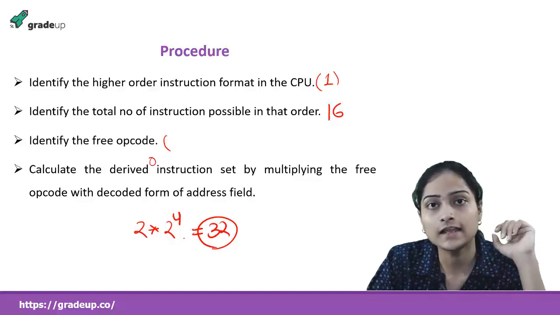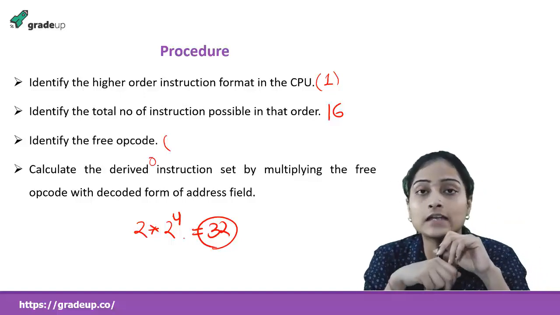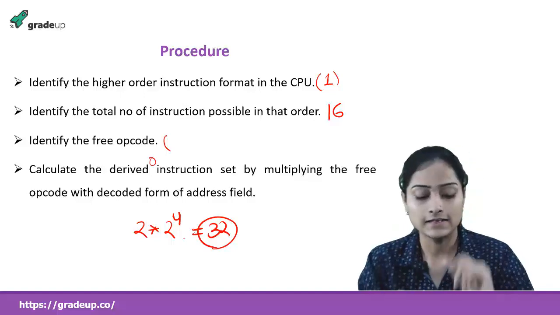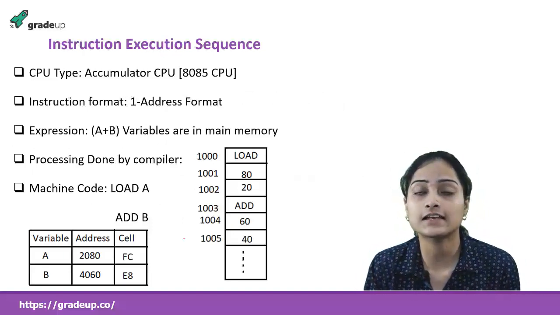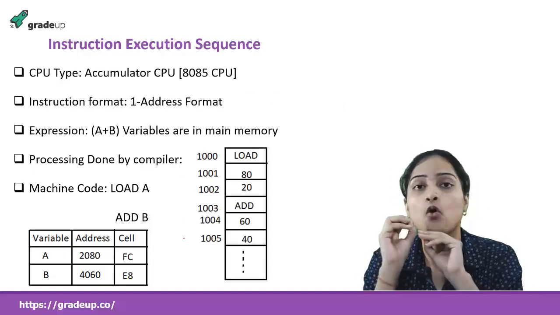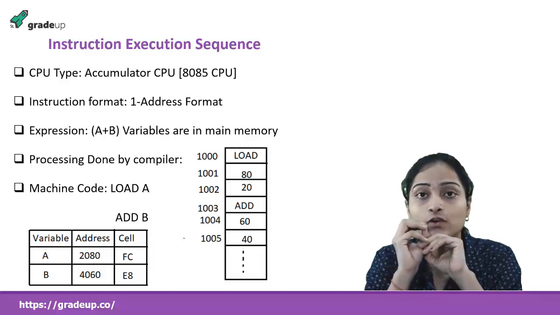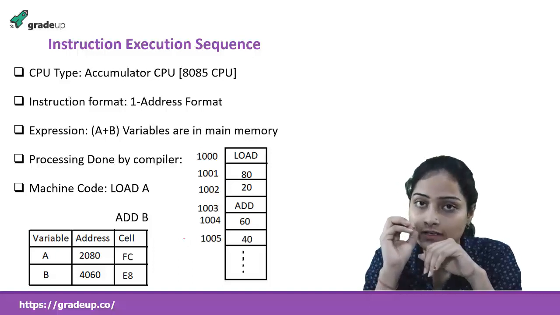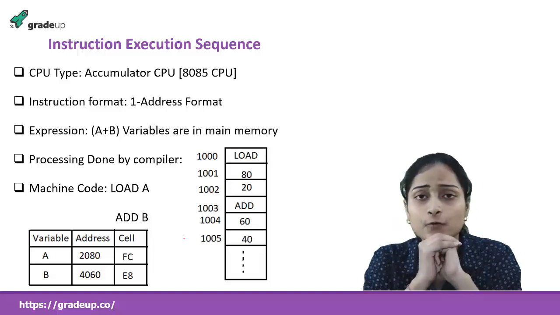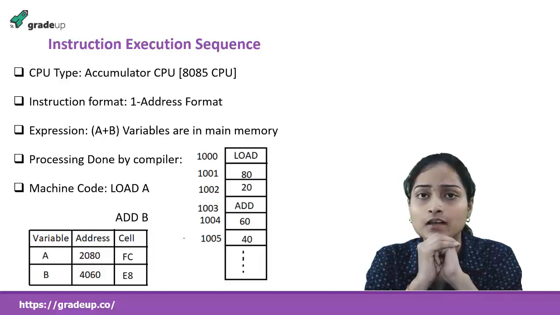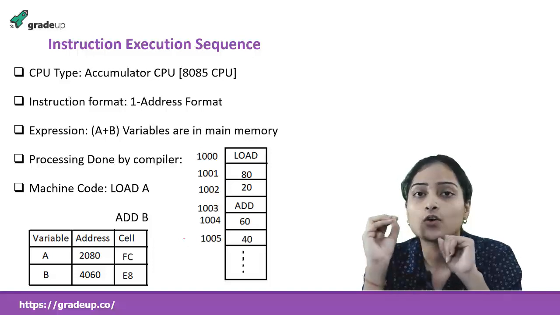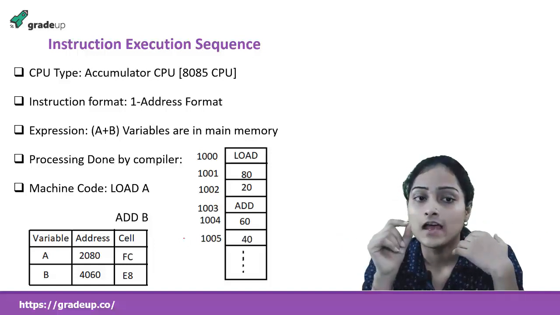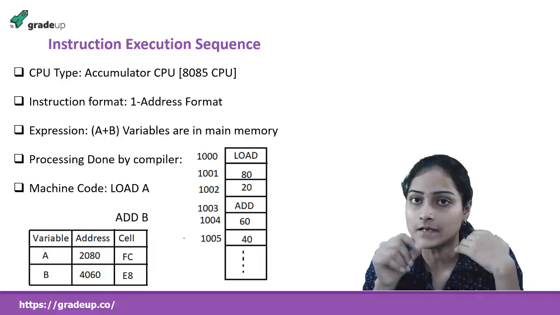So for calculating the expanded opcode technique and the number of instructions, remember this procedure. It is very simple. Let us now move towards the instruction execution sequence. We have studied all the basic things required for it. Let us actually start with the execution cycle. For this purpose, I have taken an example from real life, which we actually do, and we will study this concept with it. Let us see.